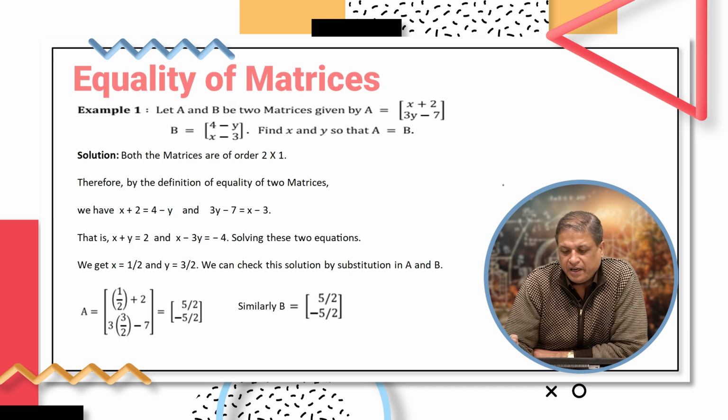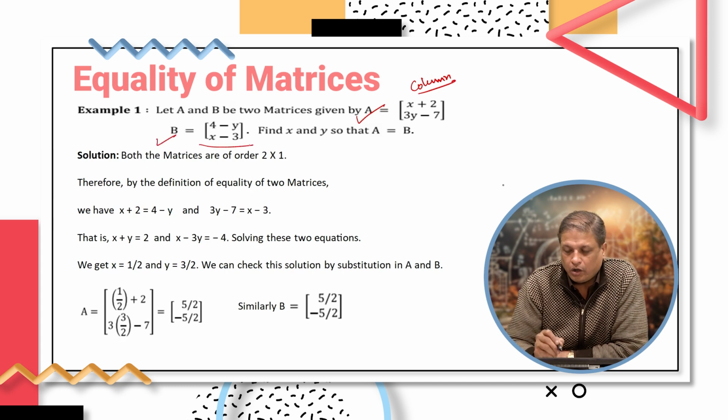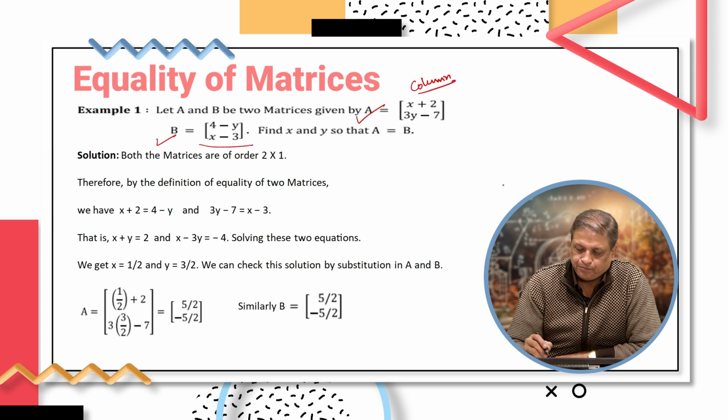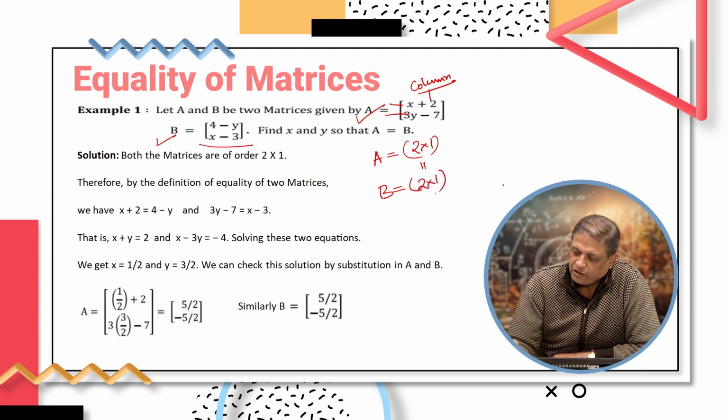Given, let A and B be two matrices, with A as x plus y, 3y minus 7. Now, what type of matrix is it? It is a column matrix, because we only have values in a column. Again, the B matrix is also a column matrix. So both are of order 2 cross 1: two rows and a single column. Since the first requirement is that the order of matrix A is 2 cross 1 and the order of matrix B is also 2 cross 1, now the elements should be the same.